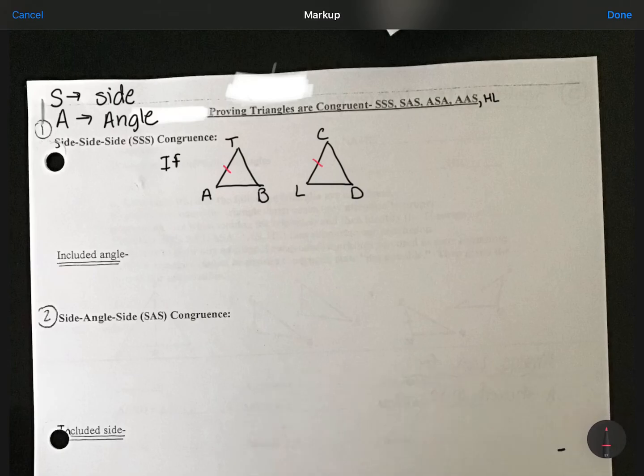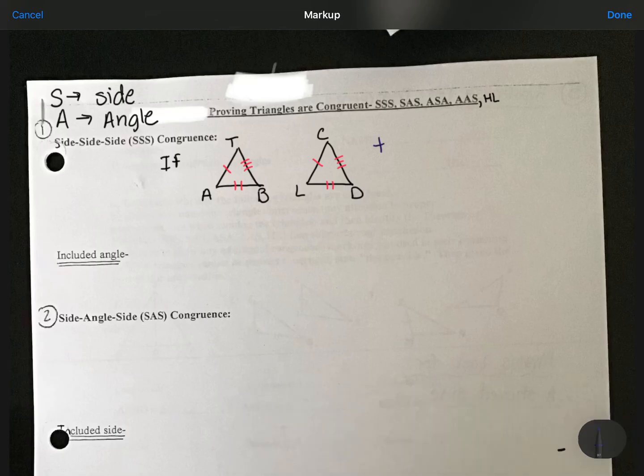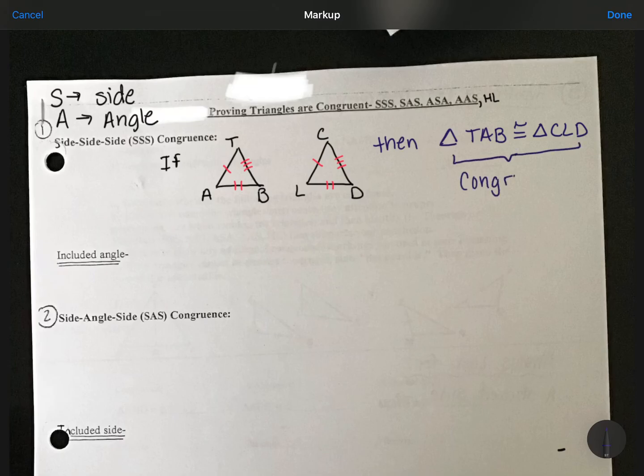I'm going to say that TA is congruent to CL because they have that same congruence tick mark. AB is congruent to LD. TB is congruent to CD. So if you have this situation where you have 2 triangles and one side of each triangle is marked congruent, and that's true for all 3 sides, then we can say that triangle TAB is congruent to triangle CLD. And the way that you write this, that's what this is called, a congruent statement.